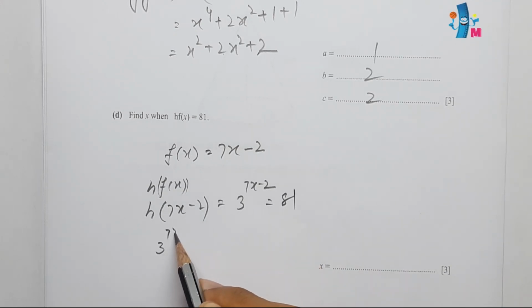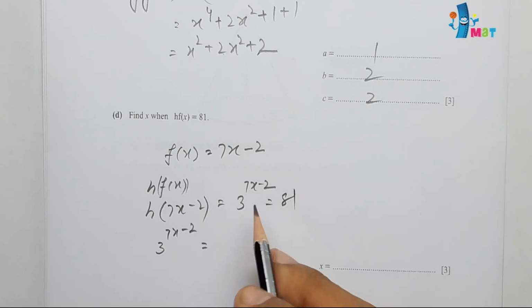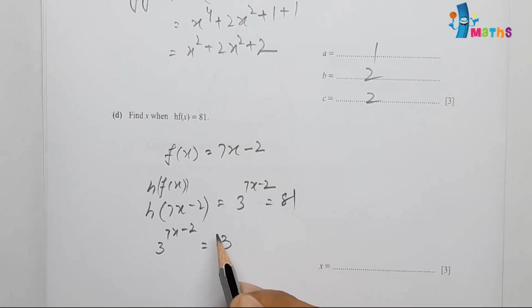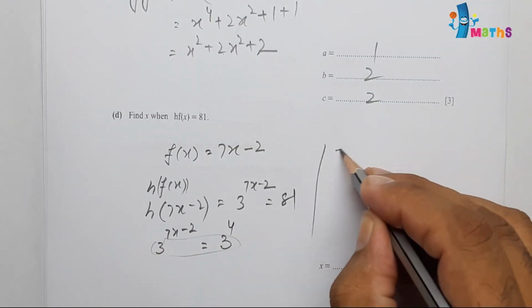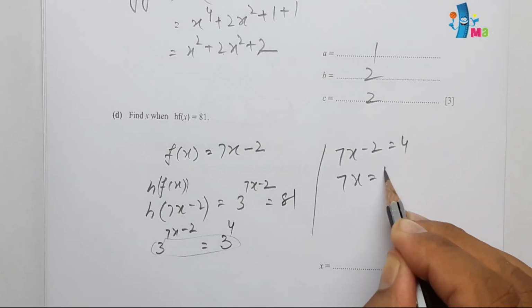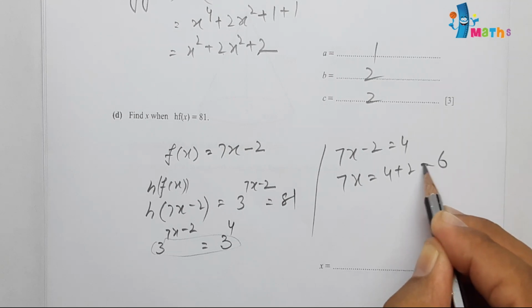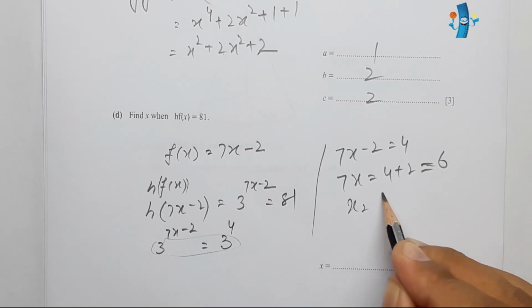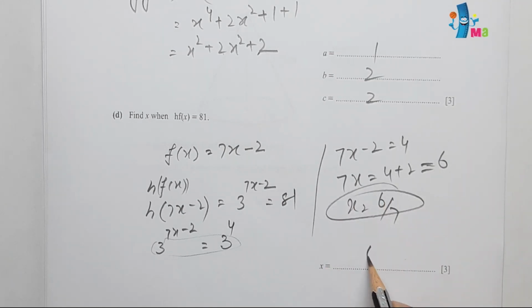3 raised to power 7x minus 2 is equal to 81. We can write 81 as 3 raised to the power 4. So the bases are the same, we can equalize the powers. So 7x minus 2 is equal to 4. So 7x is equal to 4 plus 2, which is equal to 6. So x is equal to 6 over 7. This will be our answer, 6 over 7.